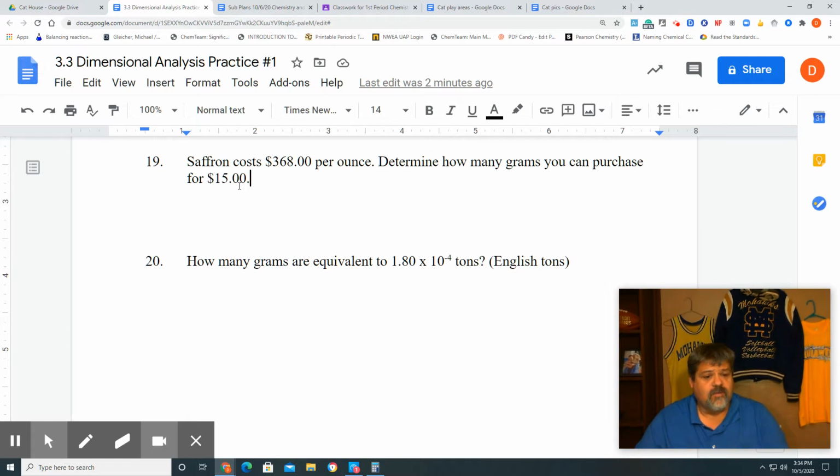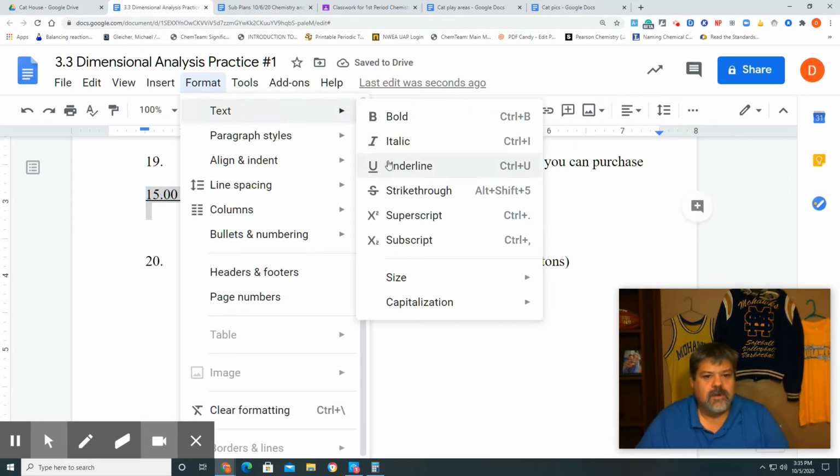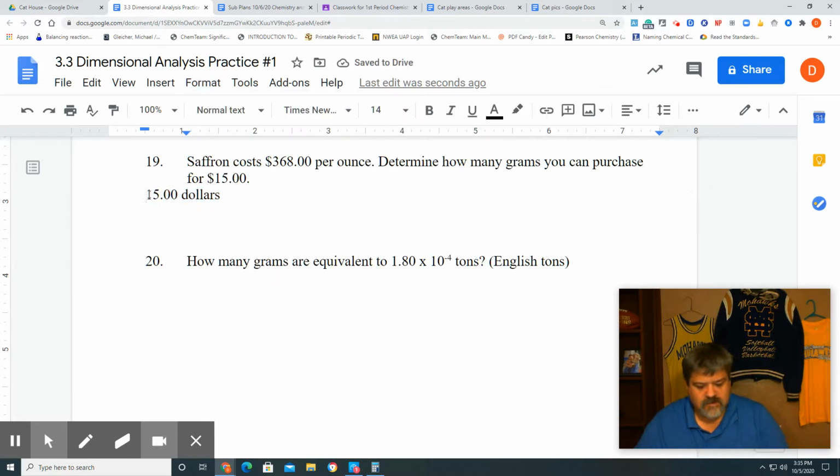So we're going to start off with $15. This one's really a lot simpler than it looks, just because we have to know what is the conversion factor and what's not. So we're going to put down 15.00, and that's dollars. And I'm going to change that to black, and stop underlining that. So we're going to move that down.